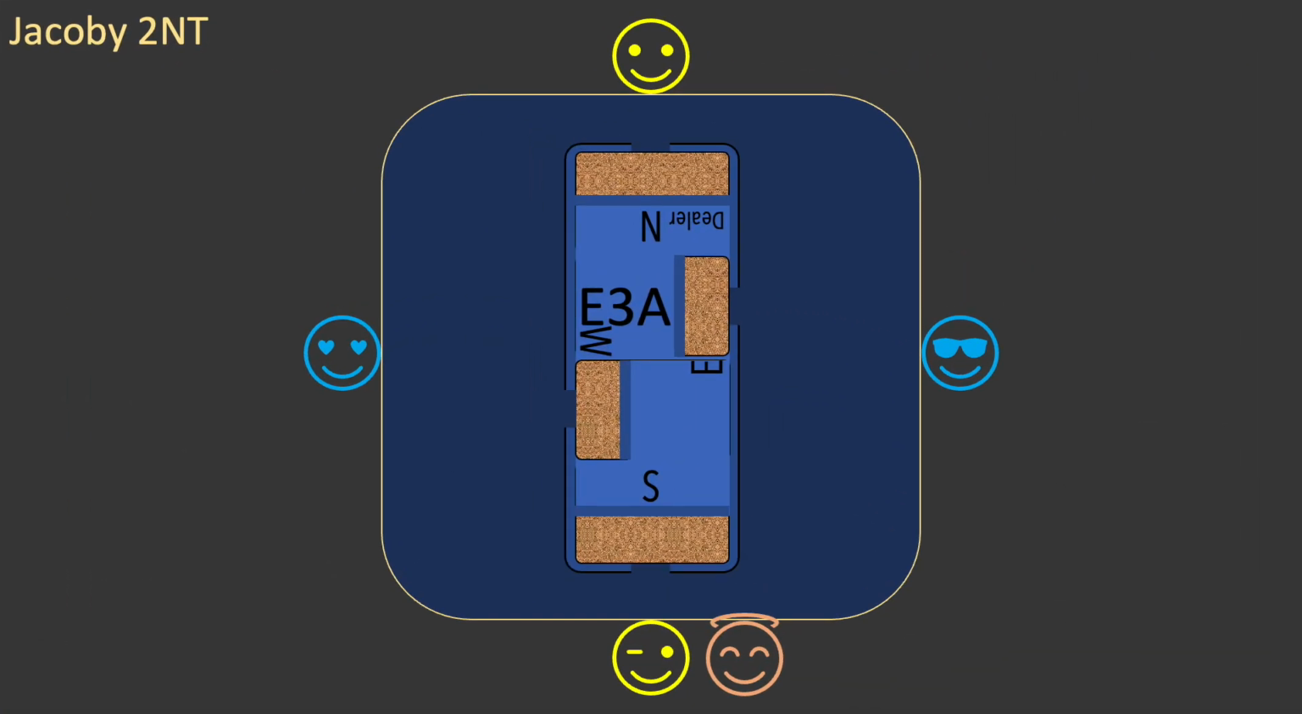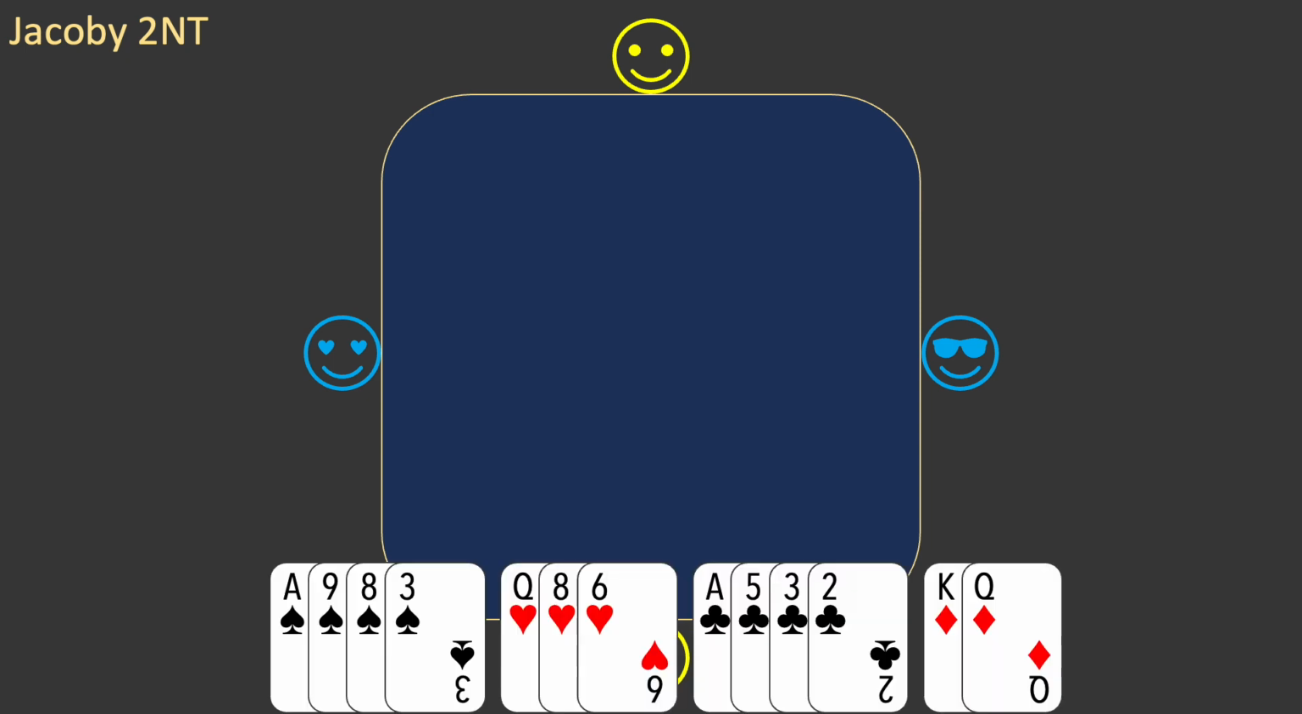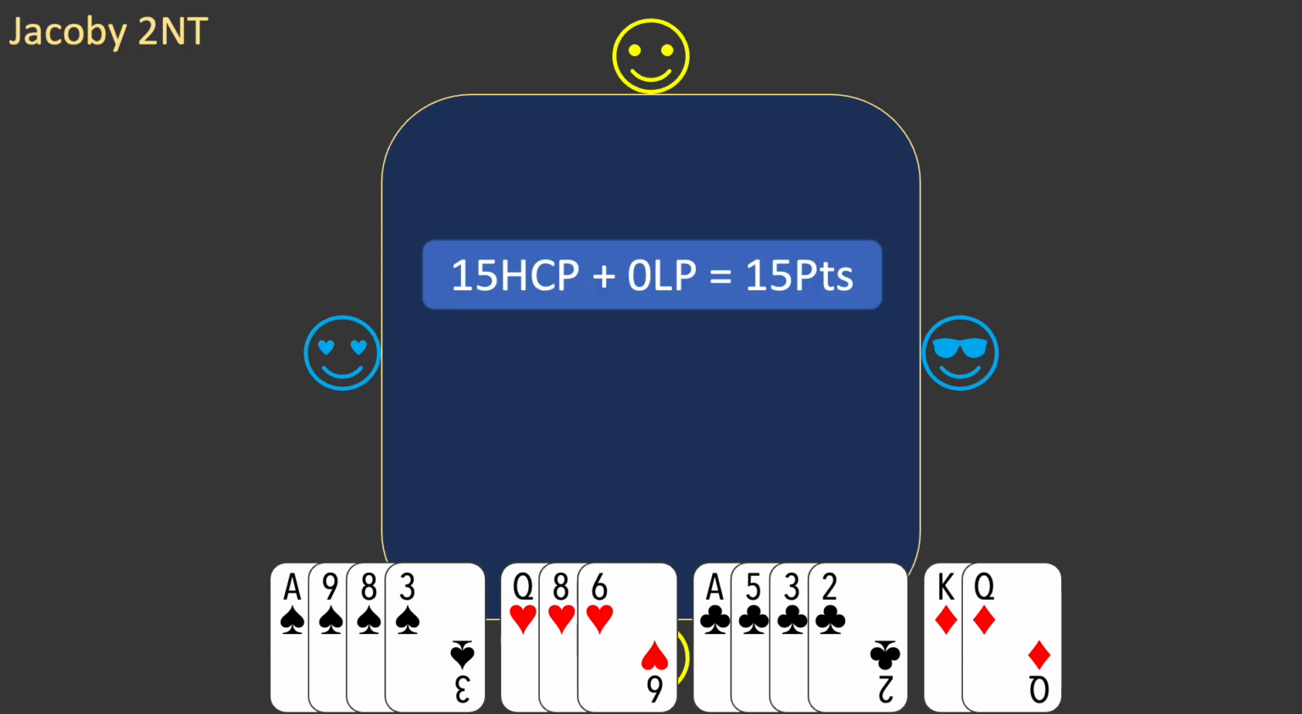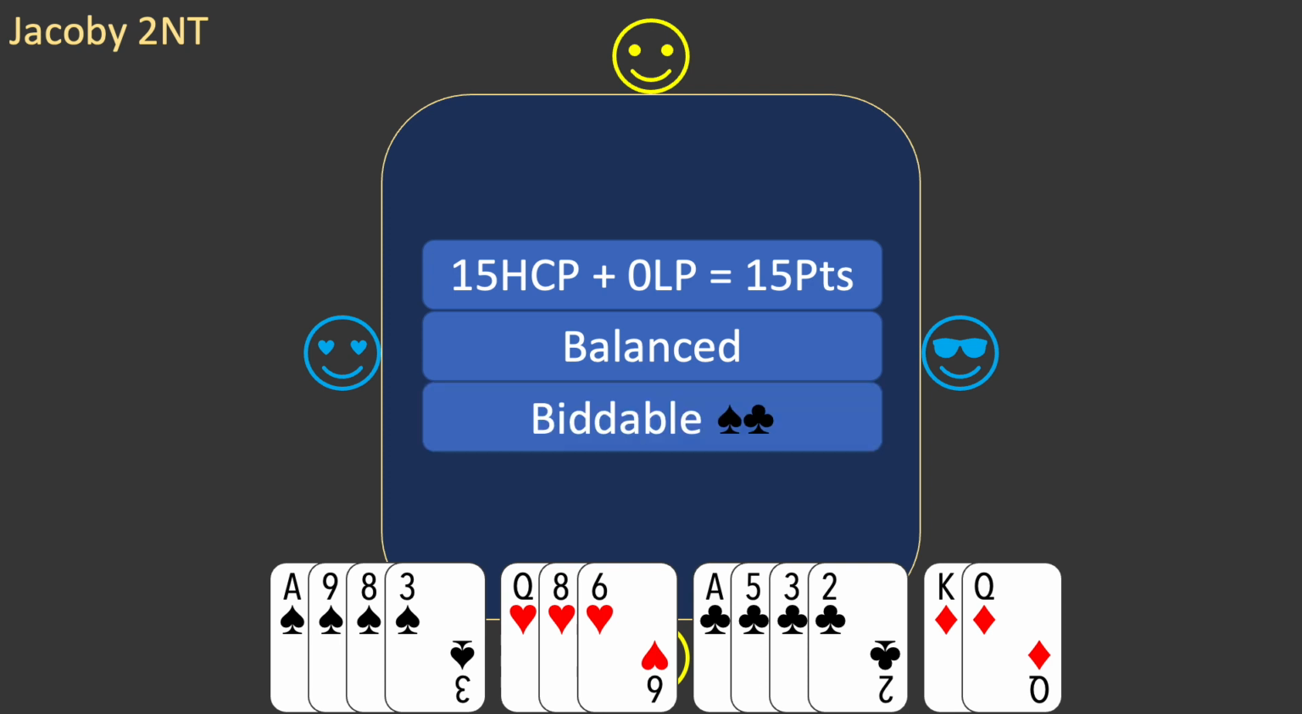Let's start with an example. This is board E3A. Partner is the dealer. Here is your hand. As always, you value your hand. You have 15 high card points and 0 long points for a total of 15 points. Your only short suit is a doubleton diamond, so your hand is balanced. And you have 2 biddable suits, spades and clubs.